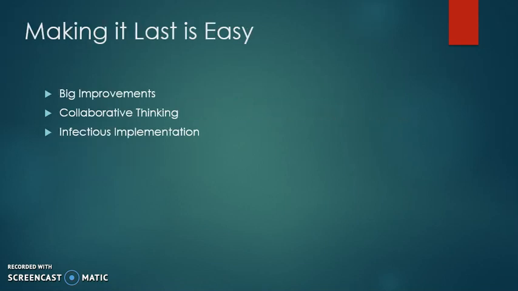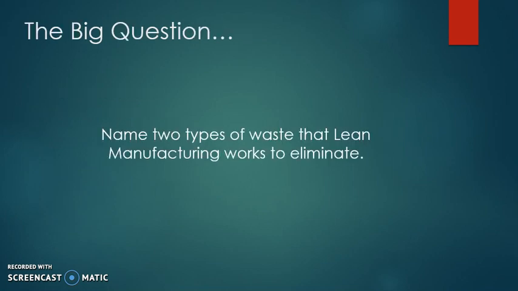And you're able to make it last, and it's easy. These big improvements and the collaborative thinking with effective, infectious implementation, everybody's going to want to do it. You know, the core idea behind lean is maximizing customer value while minimizing waste. Simply put, lean means creating more value for customers with fewer resources. Now the big question. Name 2 types of waste that lean manufacturing works to eliminate.